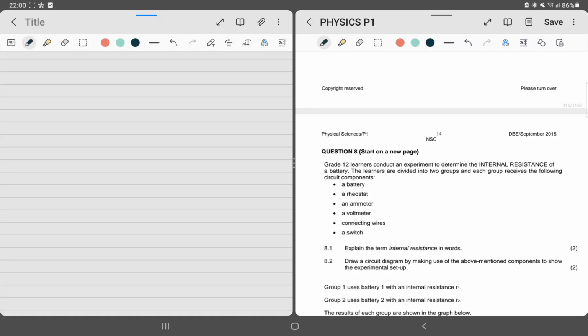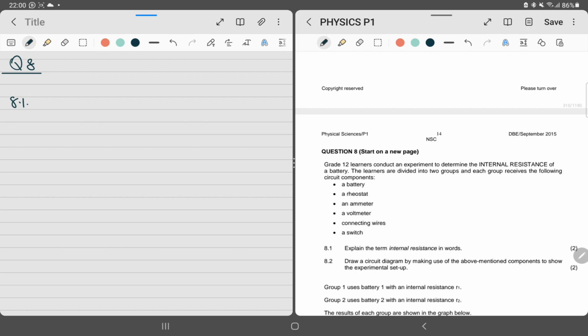September 2015 from Mpumalanga. Question 8. Grade 12 learners conduct an experiment to determine the internal resistance of a battery. The learners are divided into two groups, and each group receives the following circuit components: a battery, a rheostat, an ammeter, a voltmeter, connecting wires, and a switch.